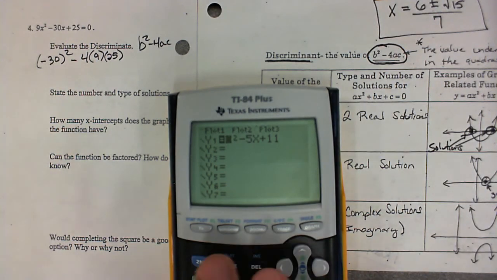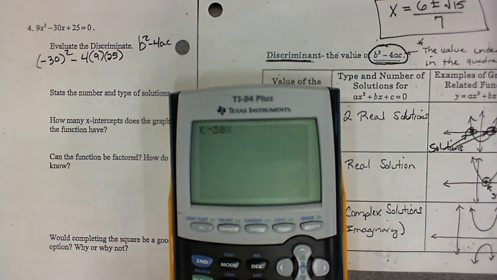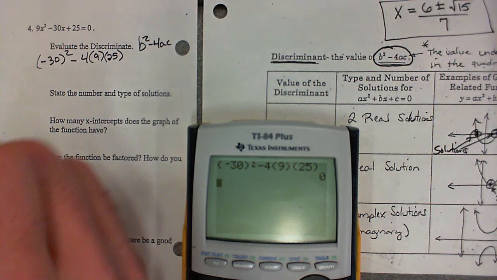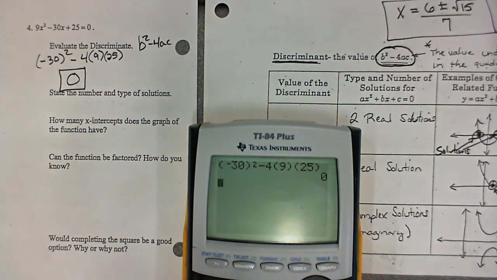So we've got negative 30, make sure that goes in parentheses, squared, minus 4 times 9 times 25. Let's see what that works out to. Hey, that works out to be 0. That's actually quite nice. So your discriminant is 0.